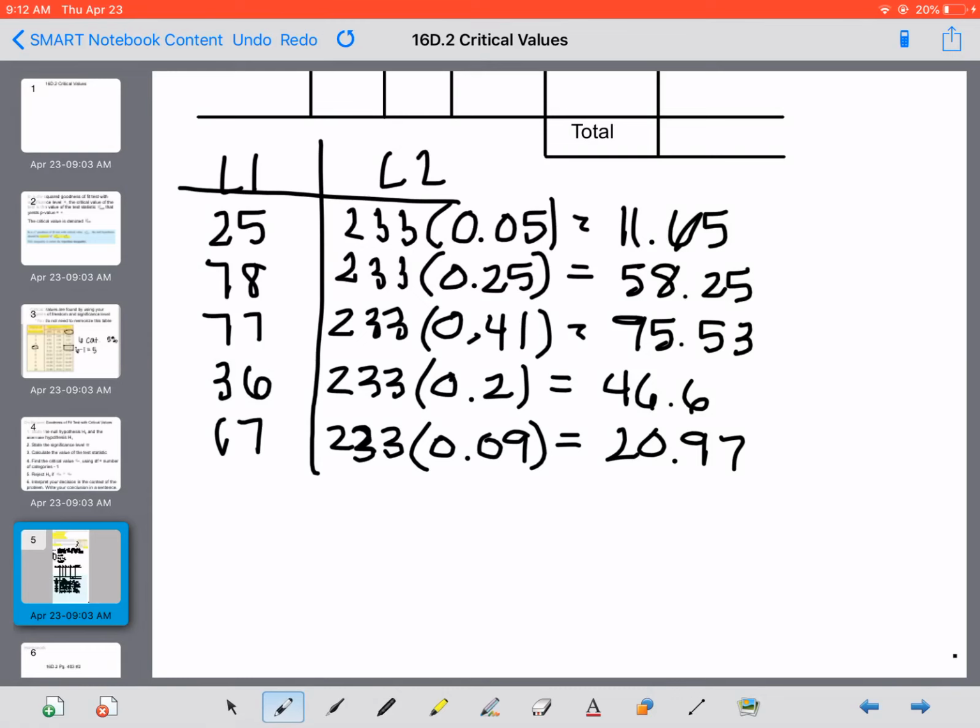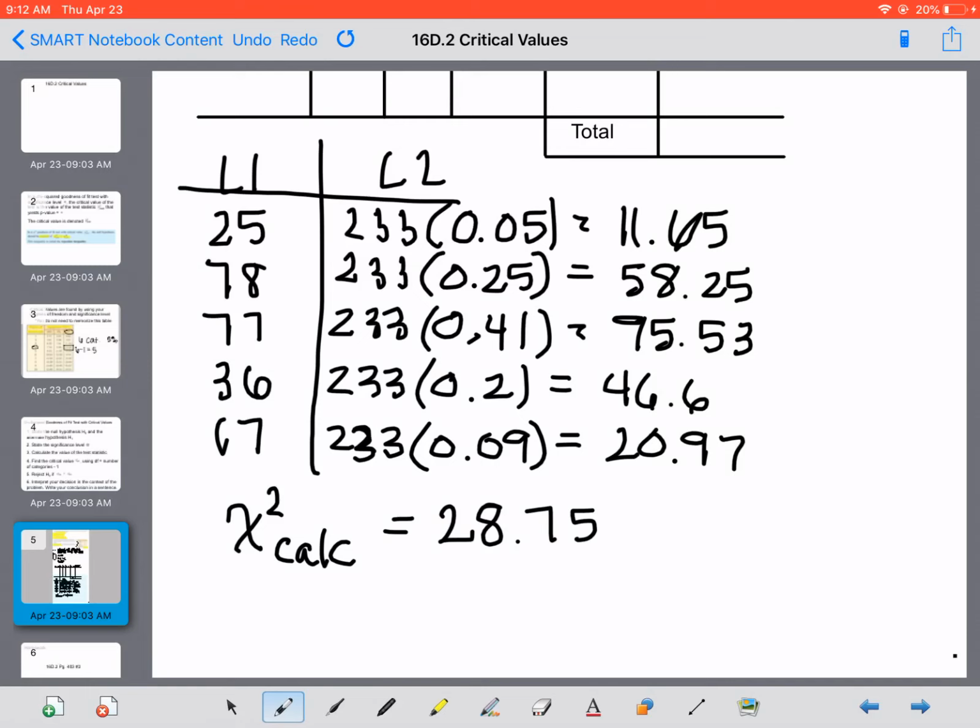and scroll all the way down to chi-squared GOF test. Observed is L1, expected is L2. Our degrees of freedom was 4, and then we calculate, and we get a chi-squared calc of 28.75.